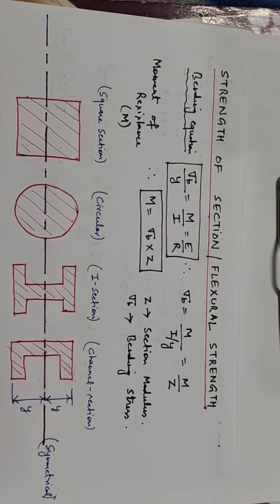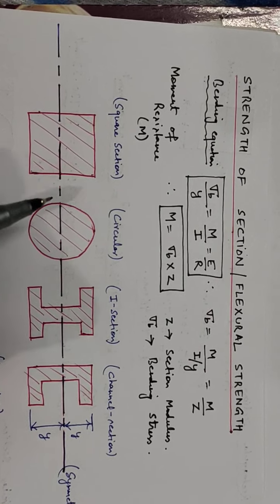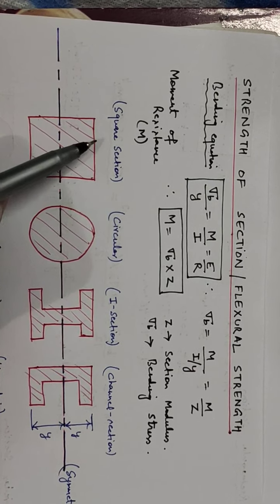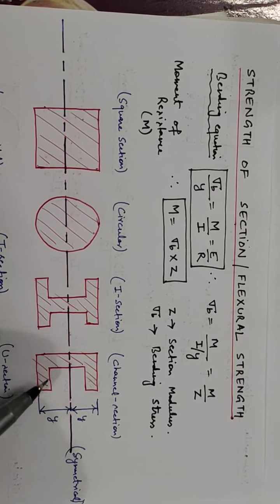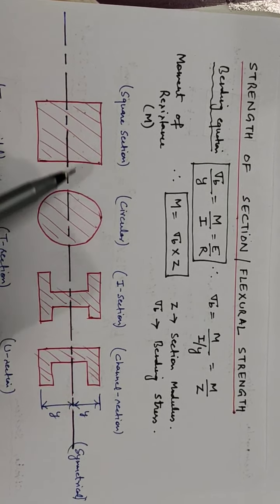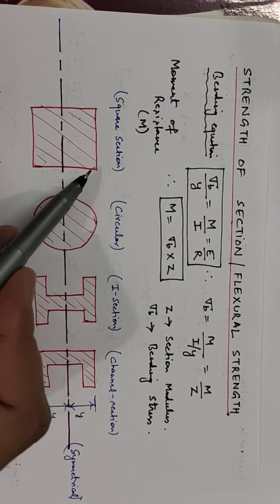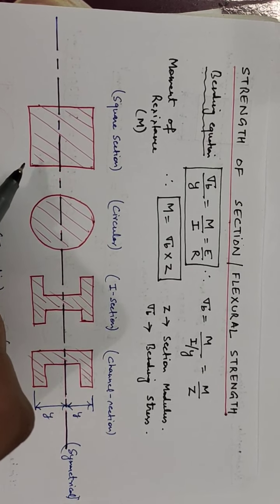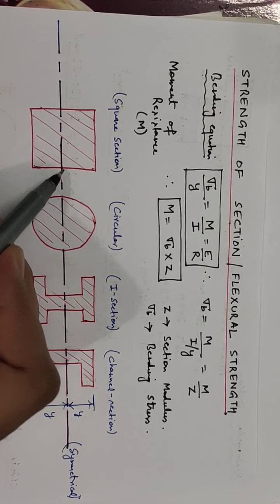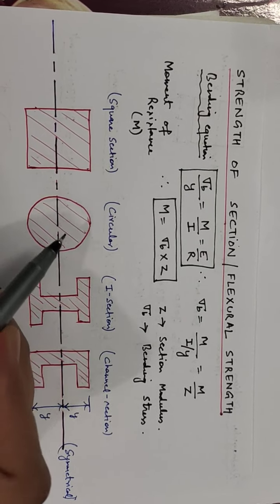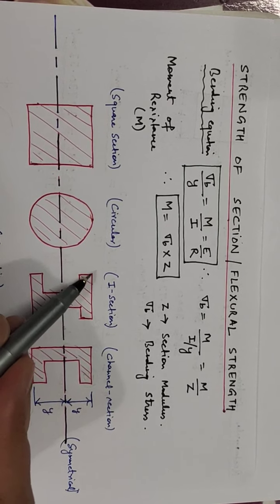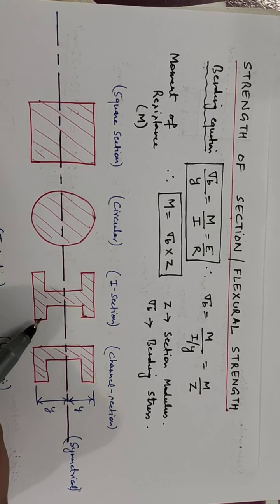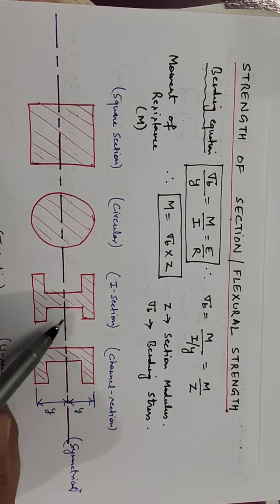stress. The various sections of the beam, side view, can be a square or rectangular section, a circular section, or an I section, or a channel section. All these sections are symmetrical sections because they divide the given section into two equal parts. Therefore, the value of y above and below is the same. In this case, if this dimension is the same as this dimension, then only these two values will be the same.